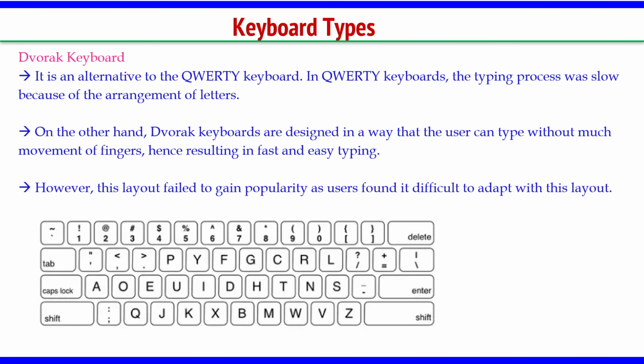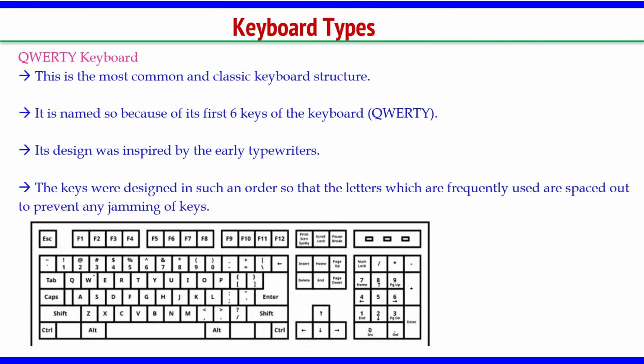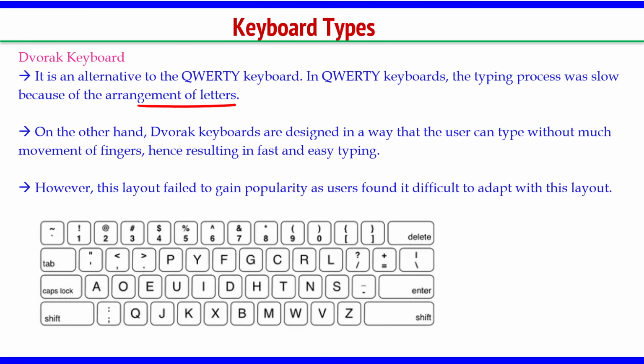The next one is the Dvorak keyboard, right? The Dvorak keyboard is an alternative to the QWERTY keyboard. In QWERTY keyboards, the typing process was slow because of the arrangement of letters, right? If you see here, initially keys are different. If I want to type hello, H is here, then E is here. Then again I have to come for L here, L, O. So they are placed in different locations. That's why it was very difficult.